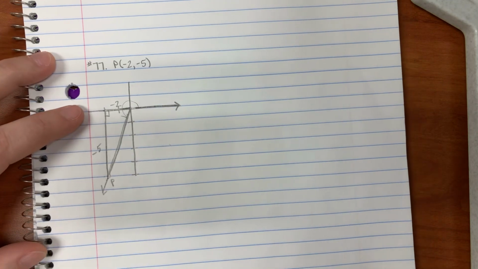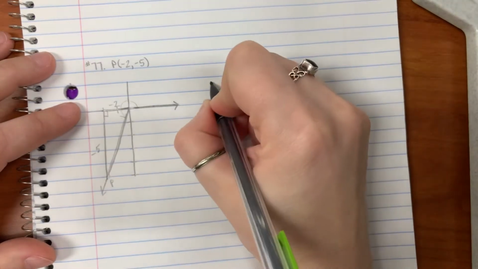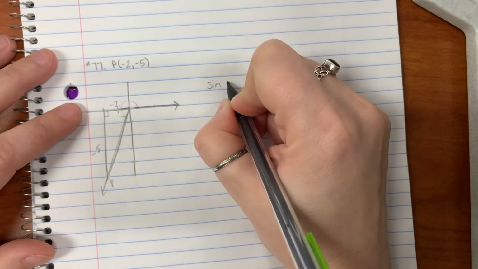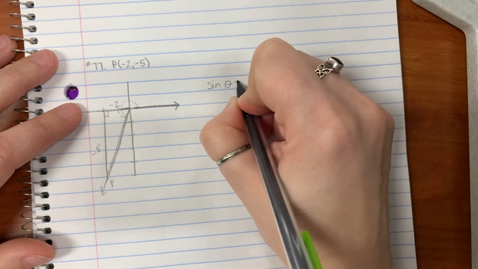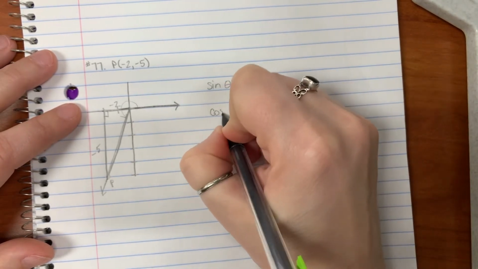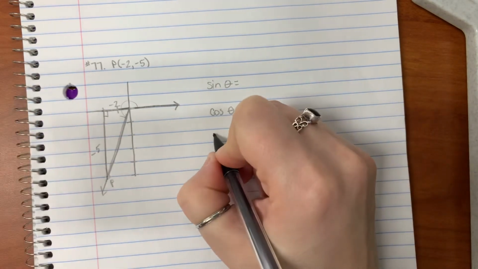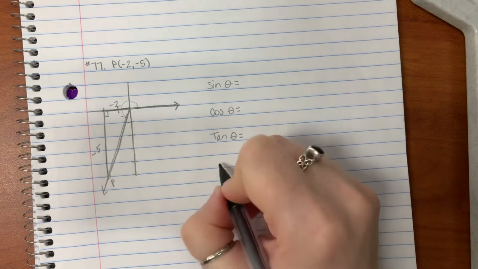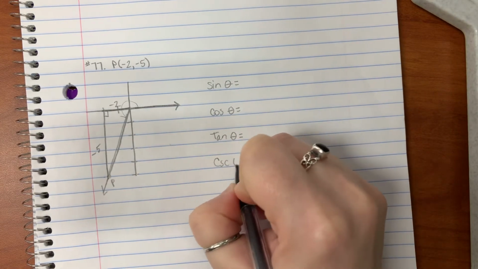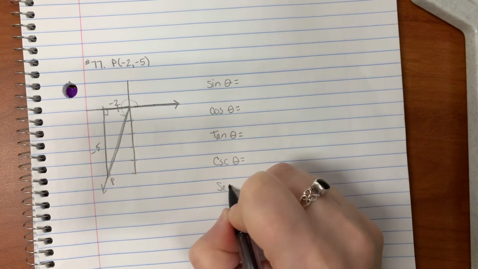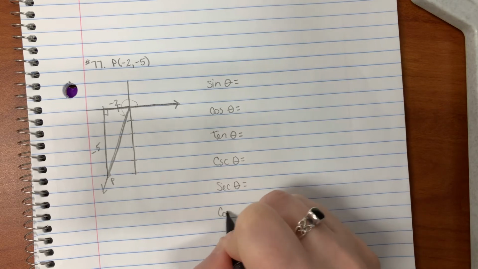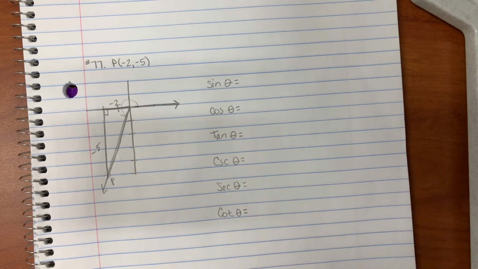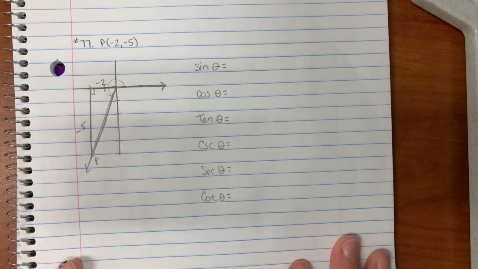And they want me to find all of the trig functions. So they want me to find sine of, I'm going to call it theta, and then cosine of theta, and then tangent of theta, and so on, right? So I'm just going to go ahead and write them all out. Cosecant, secant, and cotangent. Okay, so that's all I have to find.